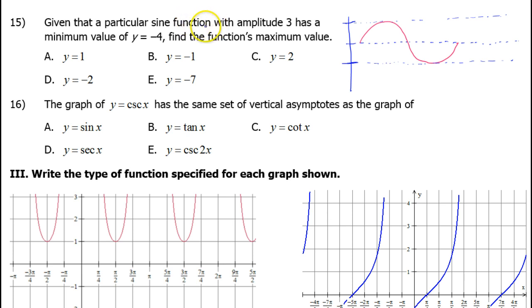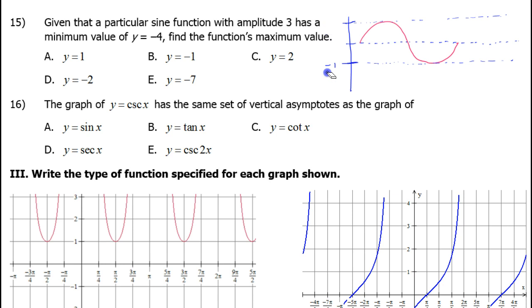So, I know that this function has an amplitude of 3. So for example, if this was the x-axis, it would be up 3, this would be +3, and this would be -3. Or for example, let's say the midline was 2. Since the amplitude is 3, that means it would go up 3 and down 3. So if I go up 3, that would be 5. If I go down 3, that would be -1, for example. Okay, now, I don't know any of that.